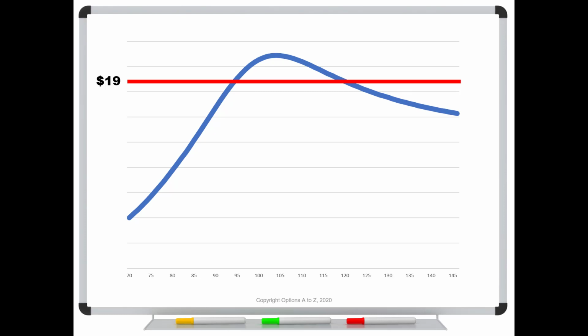So the whole problem can be avoided if, when you're setting up your trade, you make sure that your net debit is less than the difference in strikes.